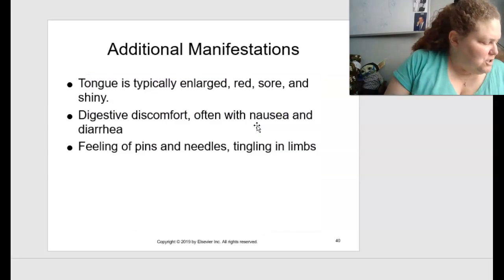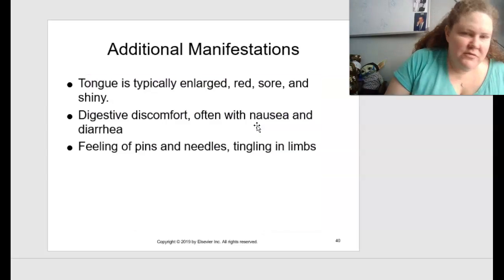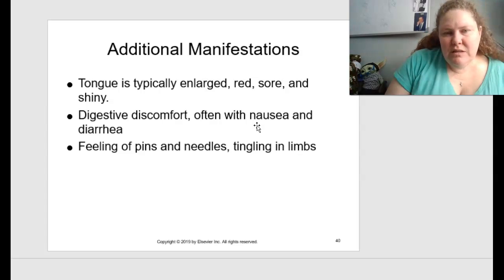All right. Additional manifestations of this B12 deficiency can be that the tongue is typically enlarged, it's red, sore, and shiny. You can also have digestive discomfort, and often this is with nausea and diarrhea, and you also can have feeling of pins and needles and tingling in the limbs.